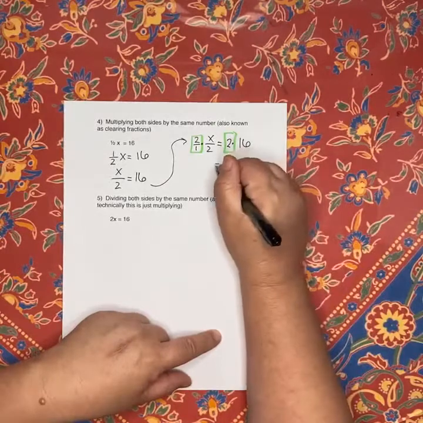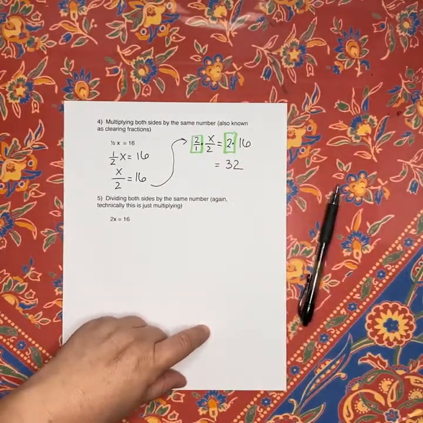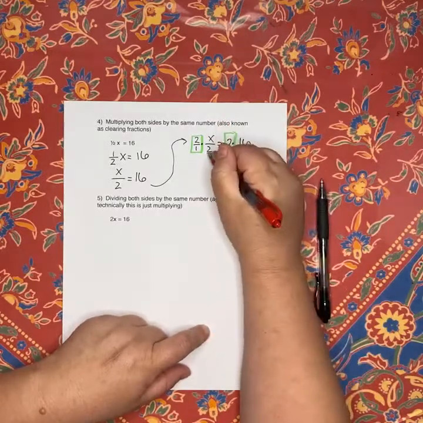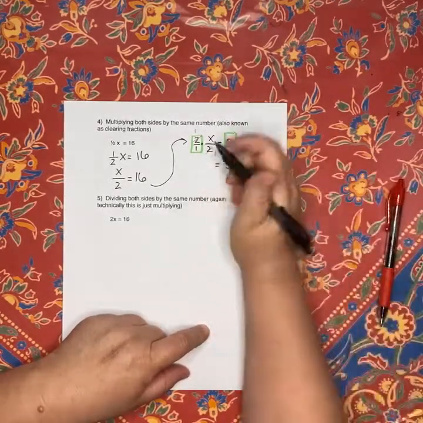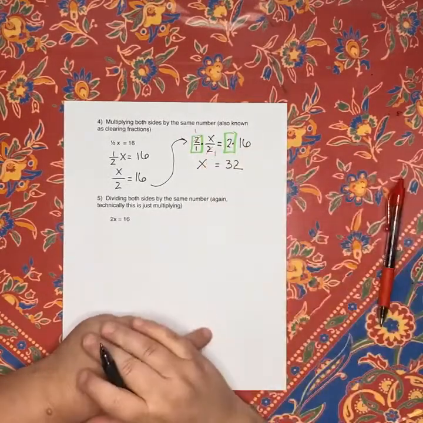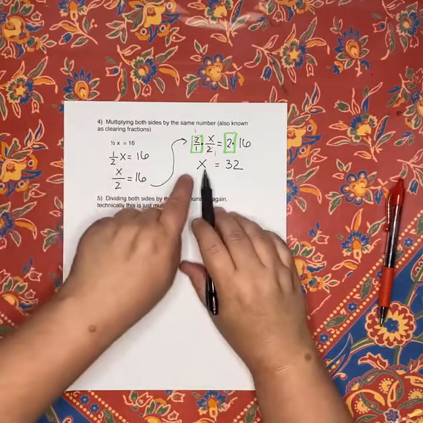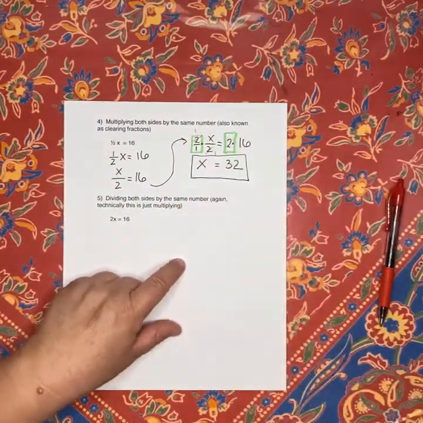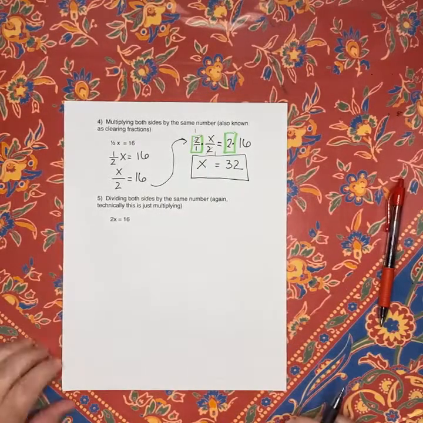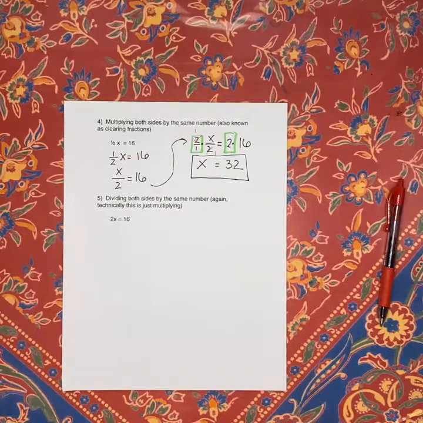So over on the right, I get 32. And on the left, I can cancel the 2 down there with the 2 up here, and that cancels out the x. So if half of x is 16, the whole x is 32. Woohoo! Yay! Okay. And then the fifth property of equality that we're going to use is going to be dividing both sides by the same number.